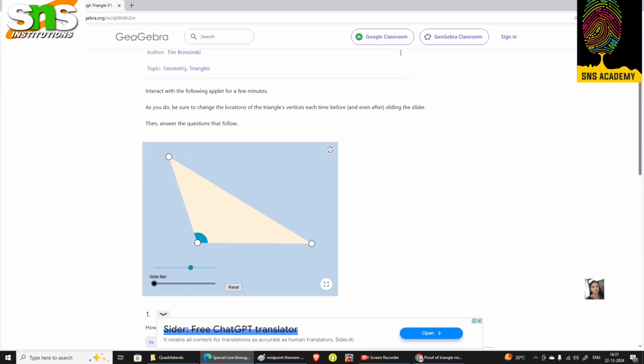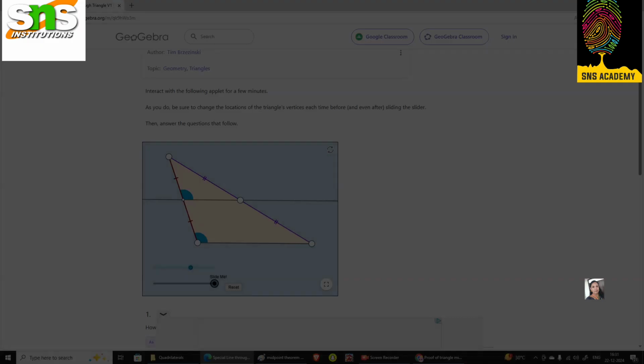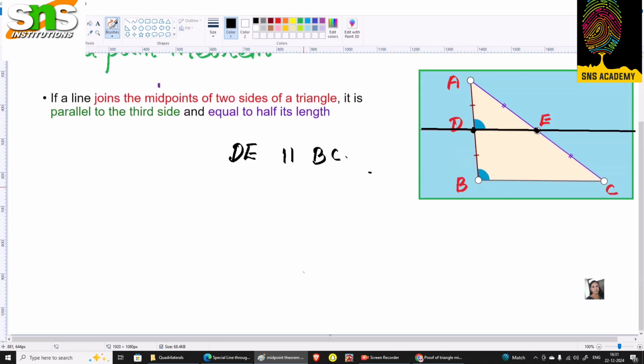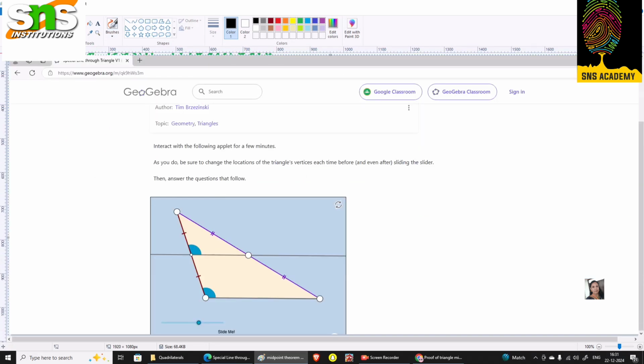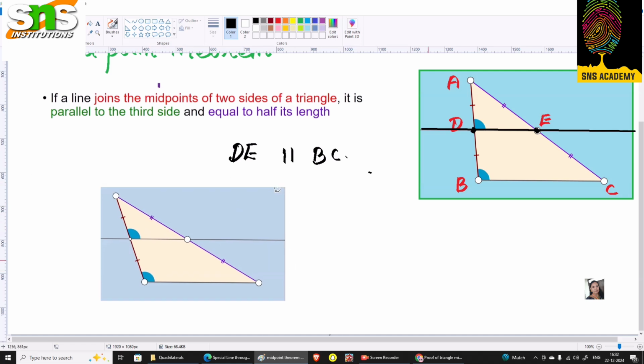So here I have taken the help of GeoGebra. Let me take an image and then I will explain. Okay. So in this figure, I have taken the same image only.